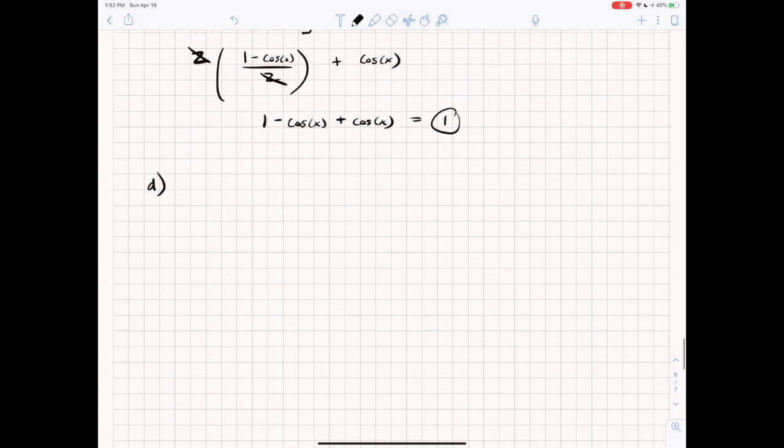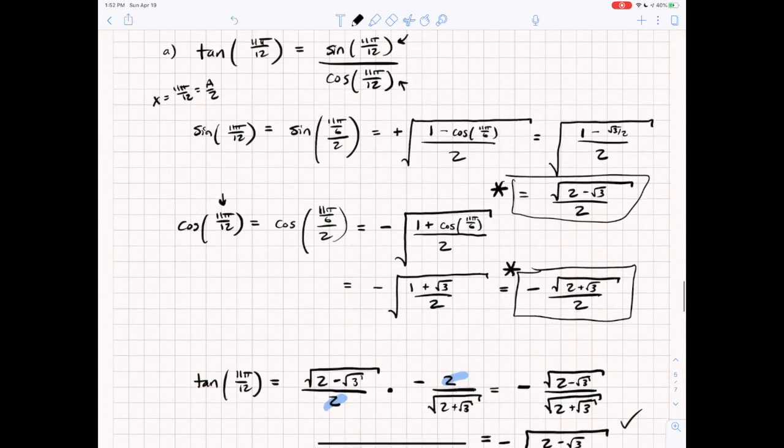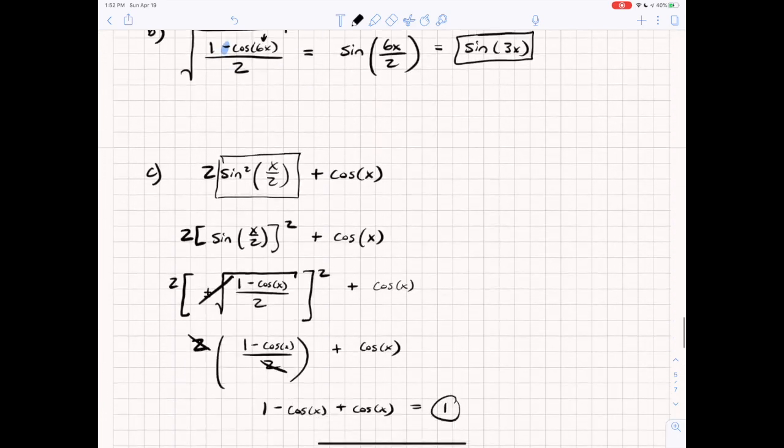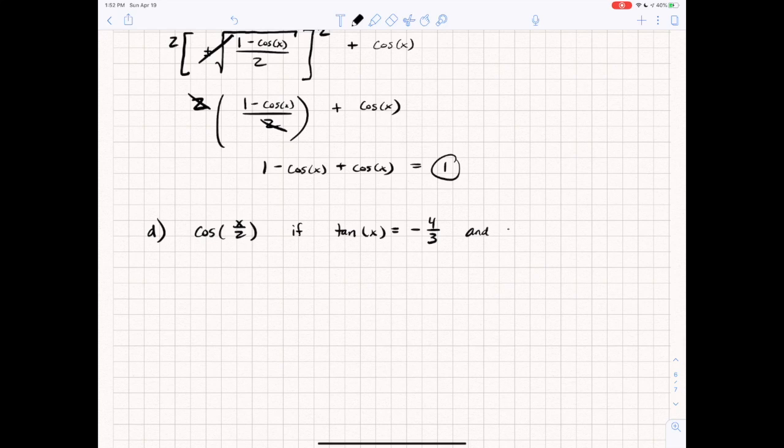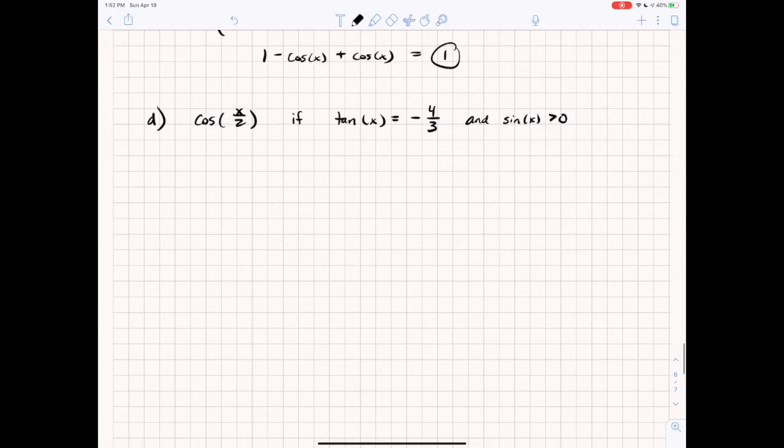All right, this leaves us now with the final problem, D, which says to find cosine of x over 2 if tangent of x is equal to negative 4 over 3, if I remember right, and sine x is positive. All right, now we saw this when we were doing solving problems and working through trig stuff. Before I even get to cosine of x over 2, I want to focus on this part right here and what it's telling me. Right, I know that tangent is a negative 4 over 3.